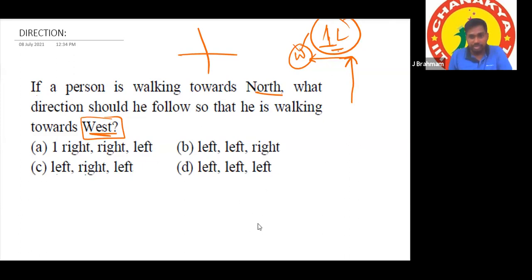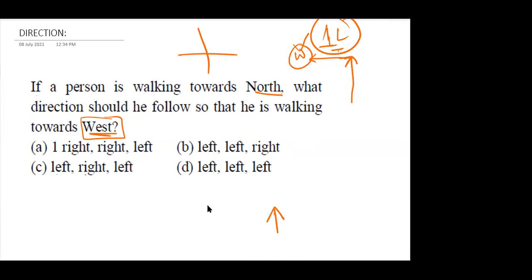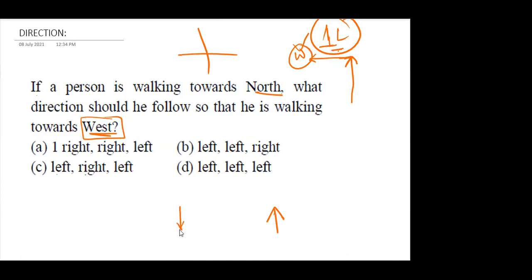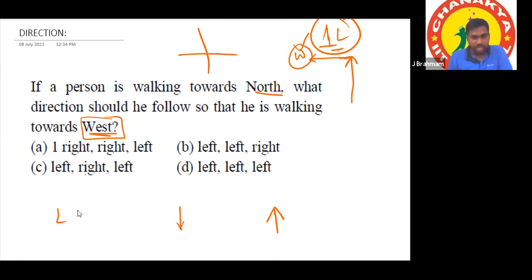And tell me one thing here. Suppose a person is facing north, he has taken one right turn and again one left turn. What will be his direction? It will be north again, the same position. Suppose the person is facing south, he has taken one left and one right again. South again. One left and one right, we can cancel those two.